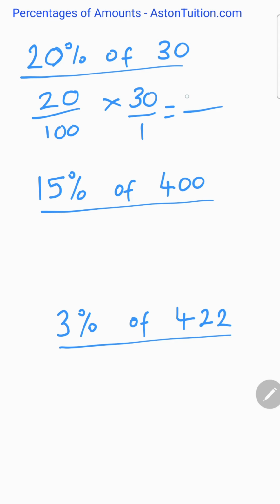20 times 30 is 600. 100 times 1 is 100. 600 divided by 100 is 6.